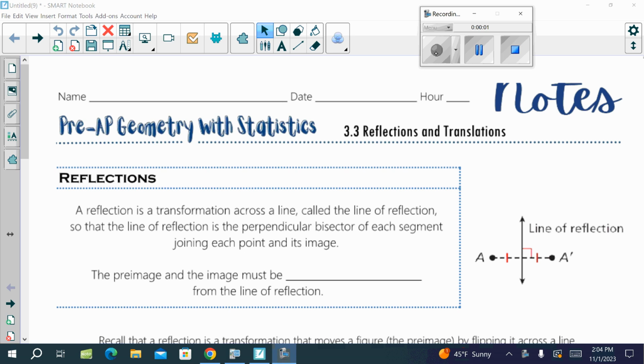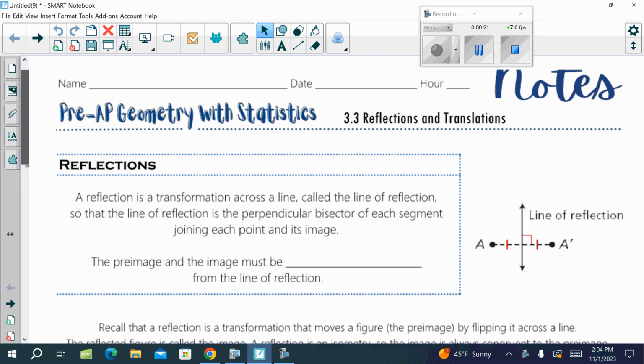So 3.3, we're doing reflections and translations. We have already gone over a lot of this stuff. So today is taking the reflections and the translations and putting them into a coordinate plane. So you're going to have actual ordered pairs now for your stuff. Okay, we've done a lot of this already though.